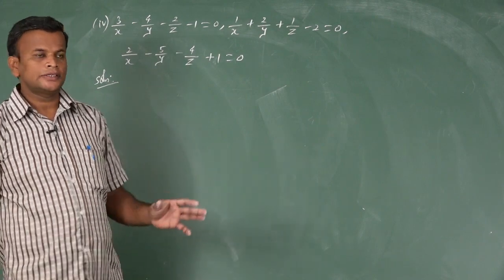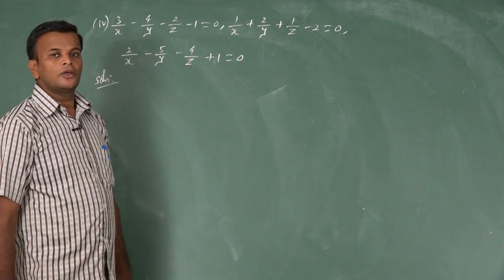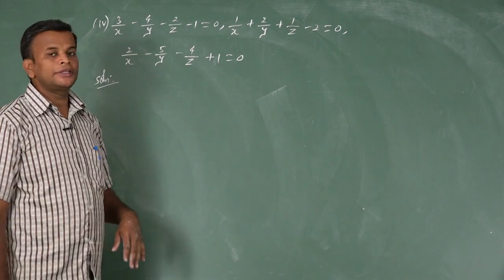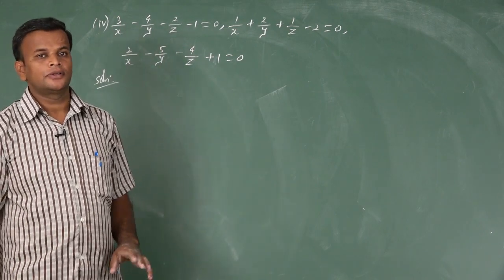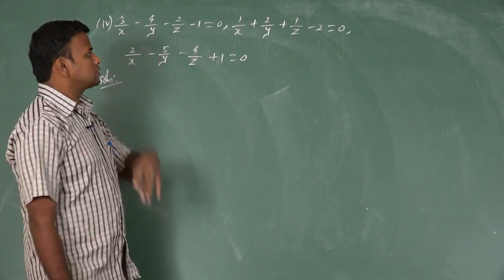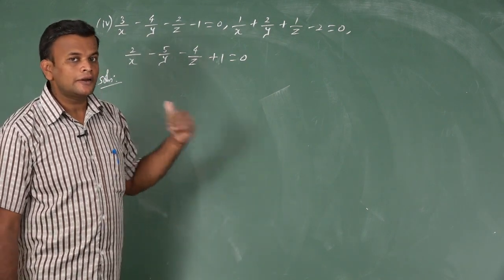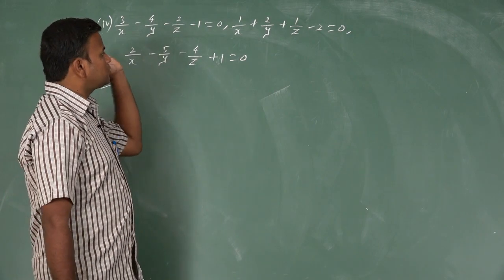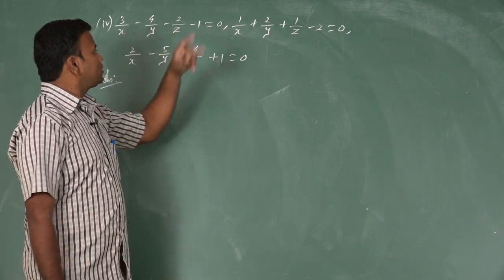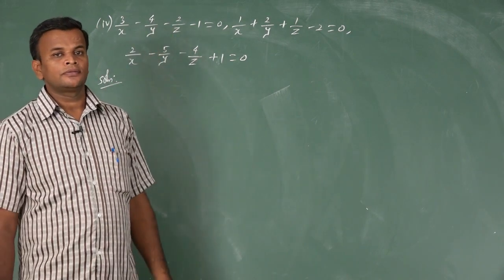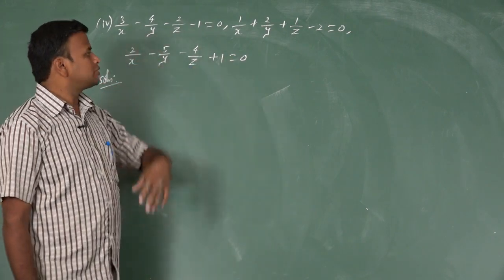In the same exercise, you see the next one, solution 4. Now we solve the 3 equations by the same Cramer's rule. You see one difference between the previous and this question. The difference is the variables lie in the denominator. Cramer's rule is applicable only when all the variables lie in the numerator. But here all the variables lie in the denominator.